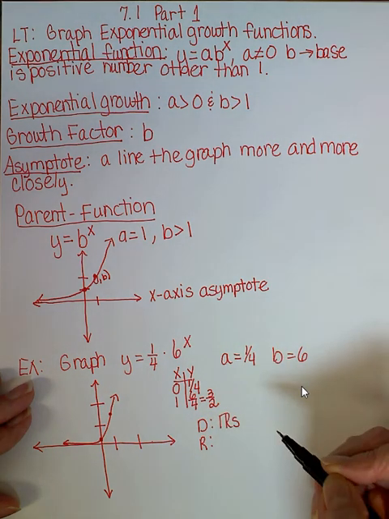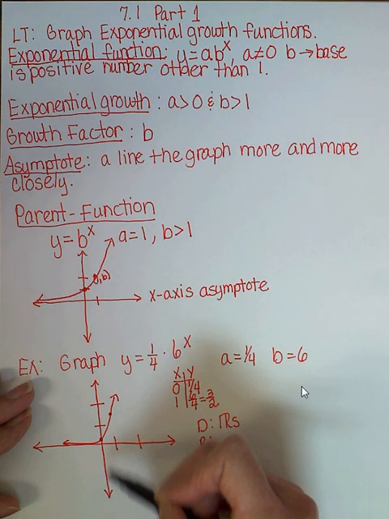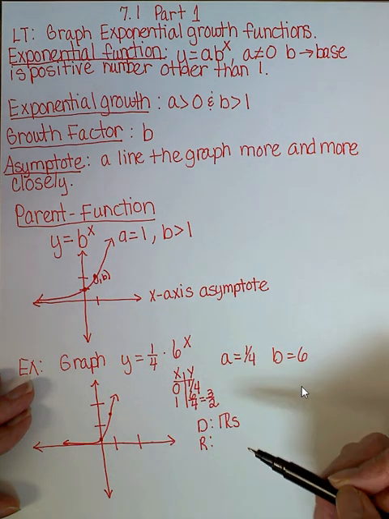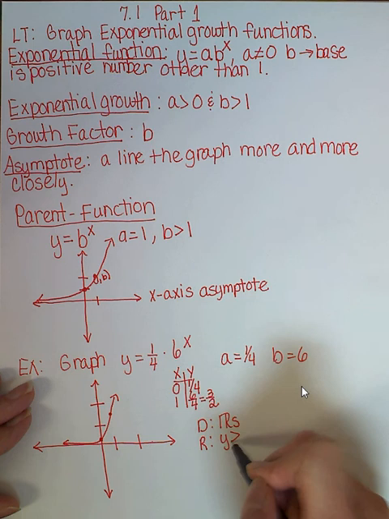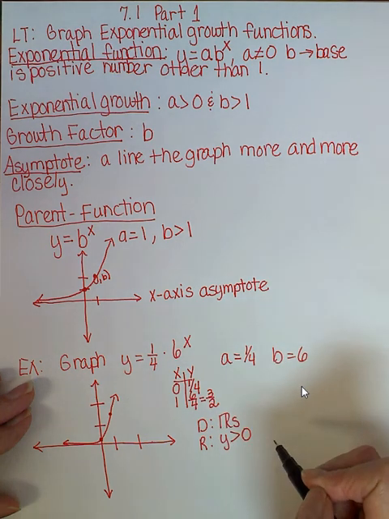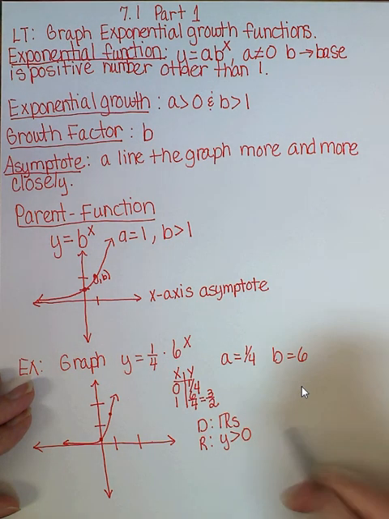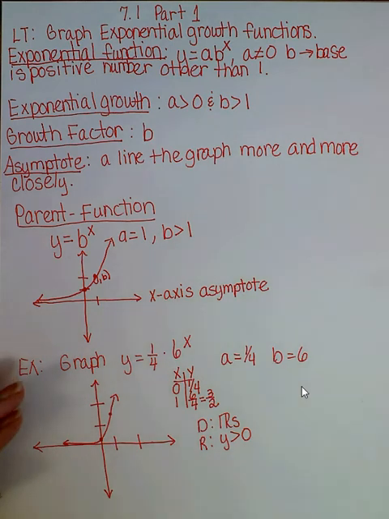But you'll notice on the y values, it's never negative. It's only above the x-axis. So y has to be greater than 0. Can't equal 0 because of that asymptote. Okay, we're going to graph one more on part 1.